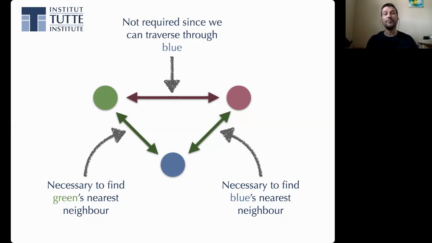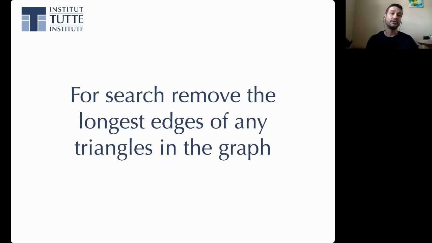Now, that's going to add more hops to our search algorithm, but it's going to dramatically cut down on the number of edges if we remove this. So for the search purpose, we're going to remove the longest edges of any of these triangles in the graph. And in fact, we may go further and prune even more aggressively, losing some accuracy in our search, but making it much faster.